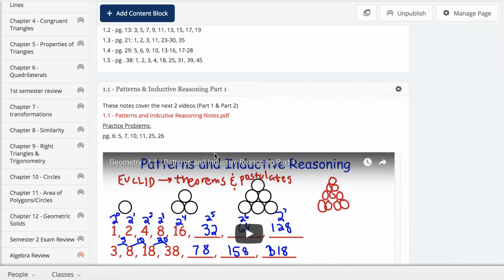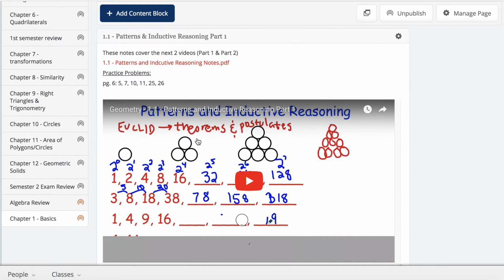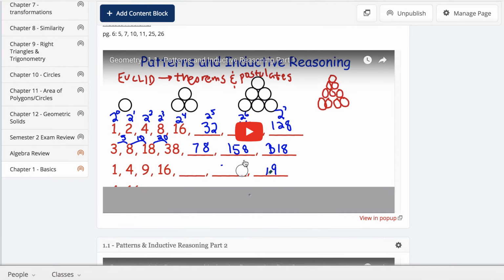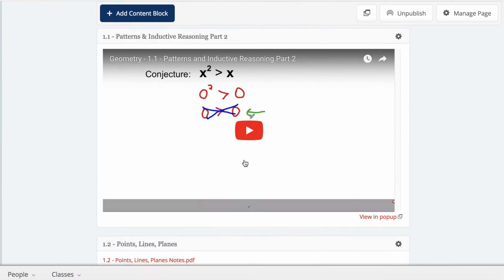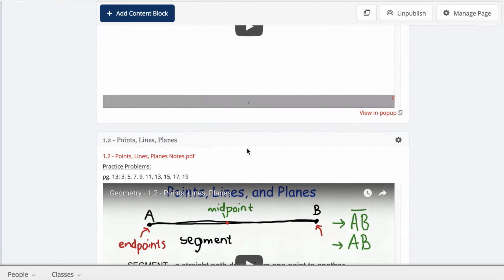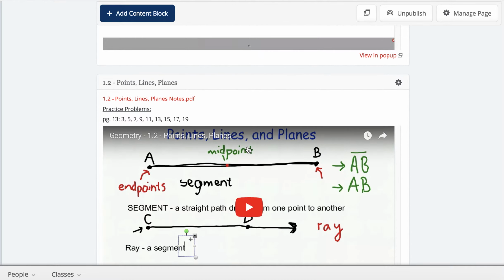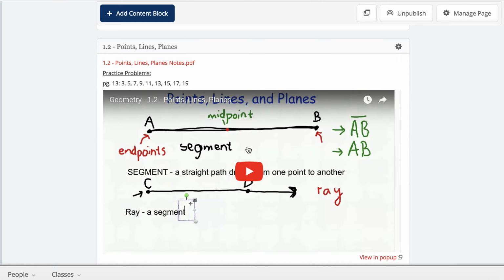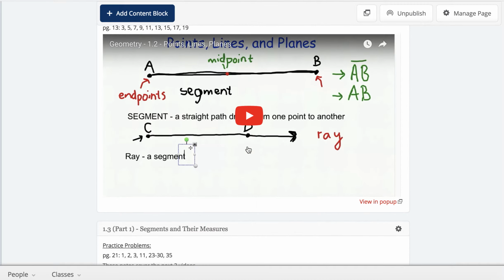Remember, Chapter 1, Section 1 was on patterns and inductive reasoning. We talked about patterns and drew some patterns. We learned about conjectures. Chapter 1, Section 2 was on points, lines, and planes. We defined some of those things. We also defined a segment. We defined things like a midpoint.